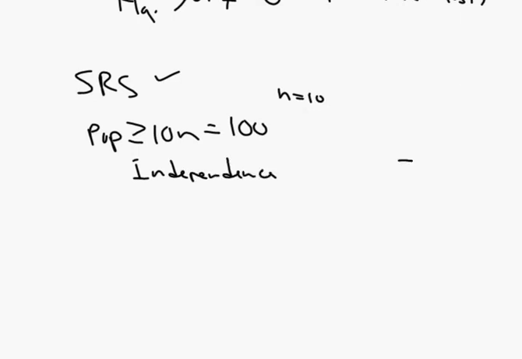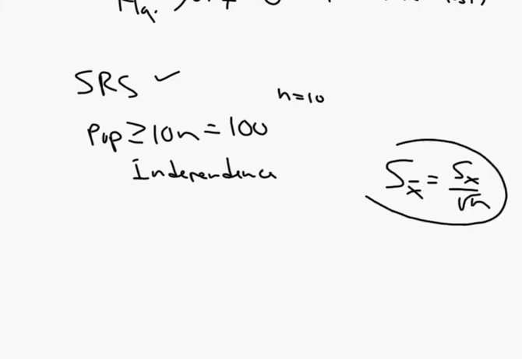Okay, and while we're at it, let's make a note that s of x bar is going to be s of x over the square root of n. So we know that we're going to use this as our standard error. In a t-test problem, we don't call this the standard deviation of the sampling distribution. We call it the standard error. And then lastly, the last check is for normality.